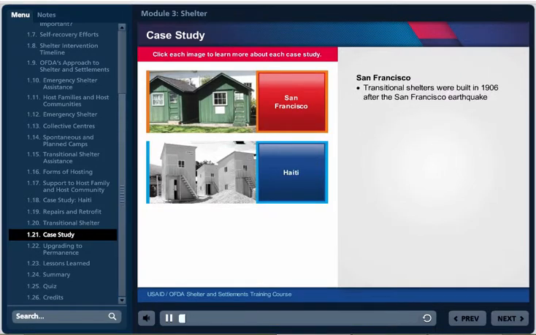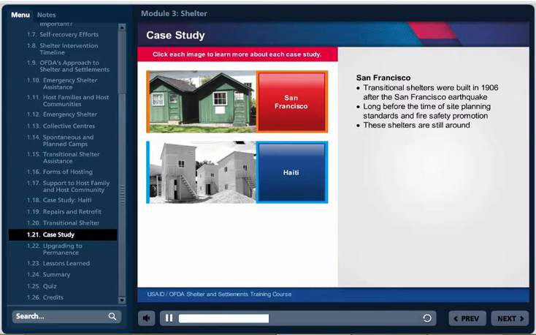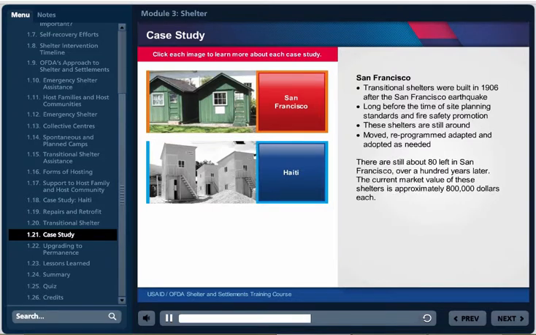These transitional shelters were built in 1906 after the San Francisco earthquake and were called earthquake shacks. This was long before the time of site planning standards and fire safety promotion, and the shelters were put right next to each other. But what is important here is that these shelters are still around. They have been moved, reprogrammed, adapted, and adopted as needed. There are still about 80 of these shelters left in San Francisco over 100 years later.